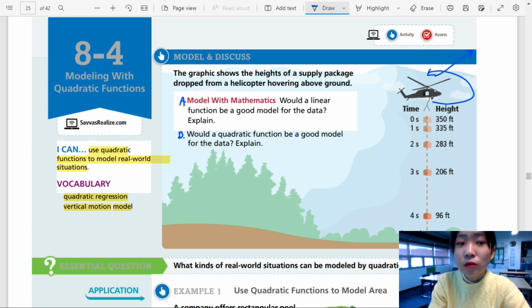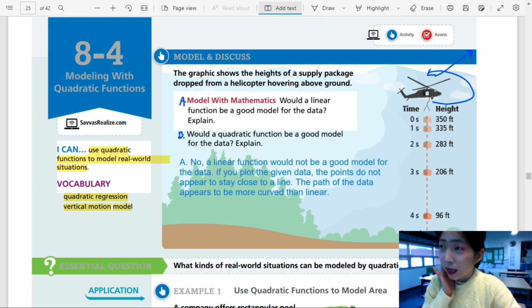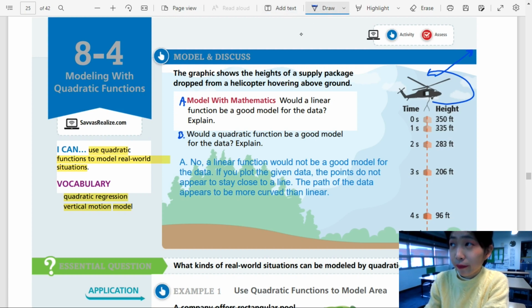So let's write that down. So part A, we can say no, a linear function would not be a good model for the data, because if you plot the given data, the points do not appear to stay close to a line. 0 second, 330, 1 second, 335, 2 second, 283, 3 second, 206, 4 second, 96. Yeah, it doesn't have to be a linear line, okay?